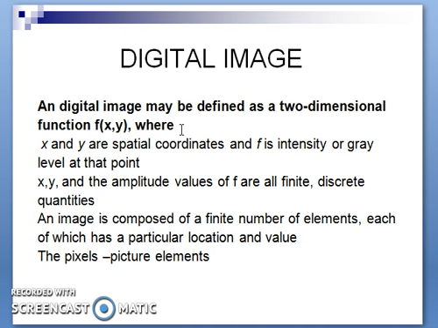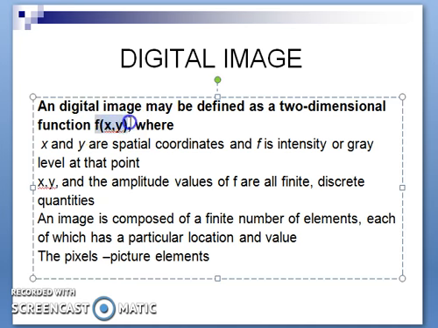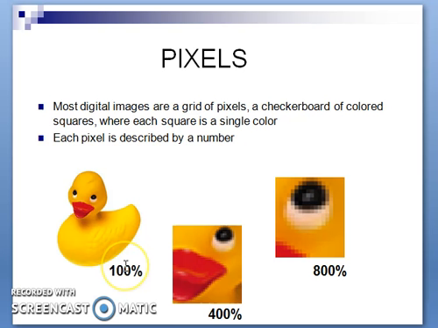Now, what is a digital image? A digital image can be defined as a two-dimensional function f of x comma y, where x and y are spatial coordinates and f is the intensity or gray level at that point. This x and y and the amplitudes of f are all finite discrete quantities, and you can see that an image is made up of a finite number of elements, which are nothing but the pixels, or we call them the picture elements.